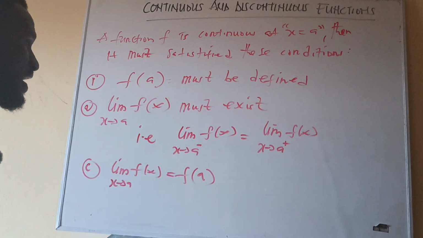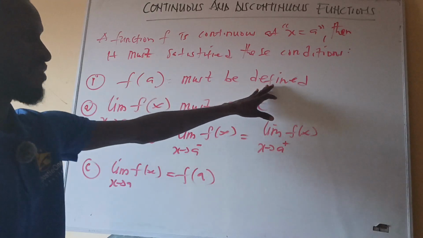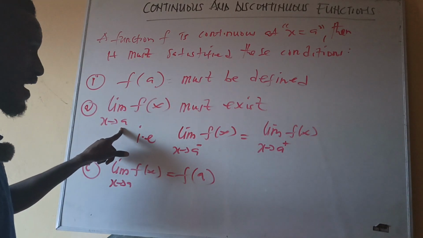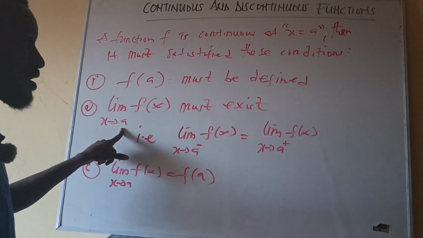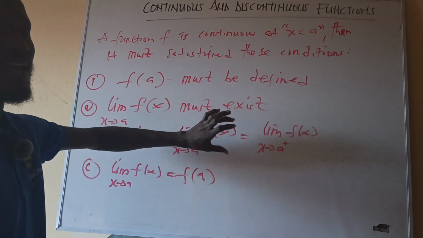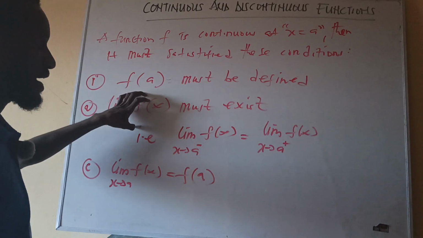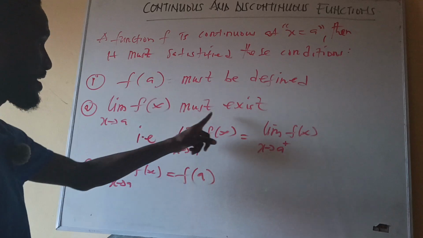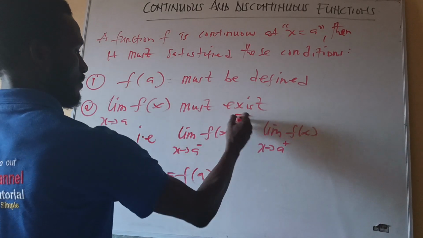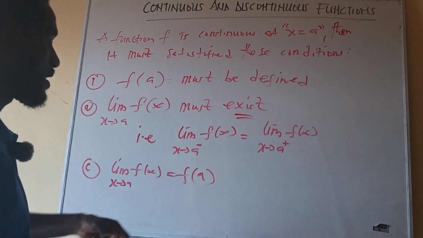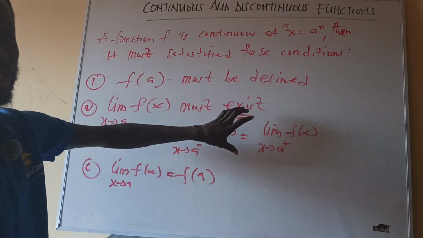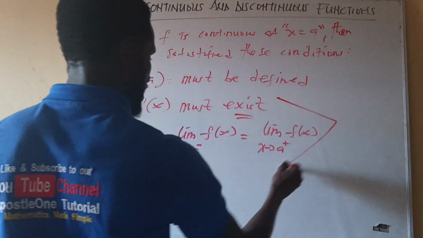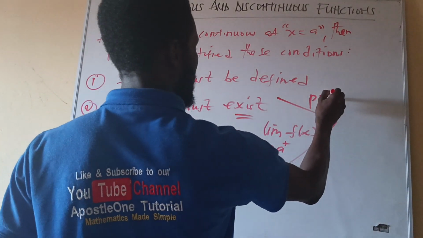The first condition is that f of a must be defined. The limit of f of x where x is approaching a must exist. Then we explained that before we can consider this one as existing, the limit is supposed to satisfy the left-hand side and the right-hand side of the limit. Now we are always going to apply this one when we are talking about piecewise functions.